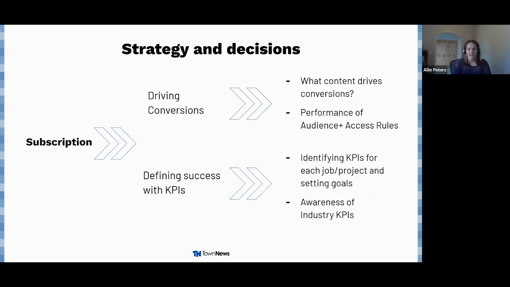Subscriptions is also broken into two groups. The first section being driving conversions. So what content or topics are driving conversion? And then also, what is the performance of Audience Plus or your smart paywall? The second grouping is defining success with KPIs. So what KPIs will indicate success of this job or project? Are any of my KPIs concerning, and how do I improve them? Is our company even using this KPI? What is our goal for it?